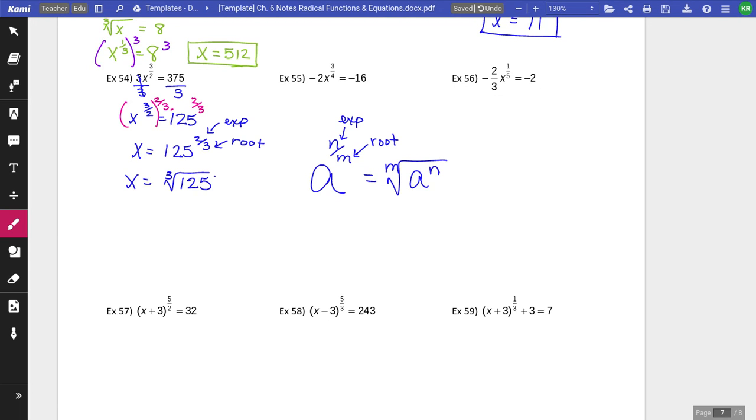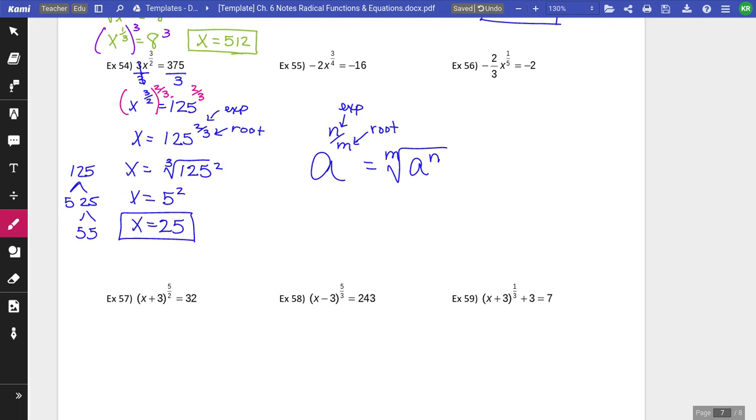So 125 squared. Okay, cube root of 125 is 5. Factor tree, 125. 5 times 25, 5 and 5. So you got 3 5s make up 125. So x is going to equal 5, but then I have to square it. So you get 25. Okay, so that's how you're going to solve an equation that has a rational exponent.